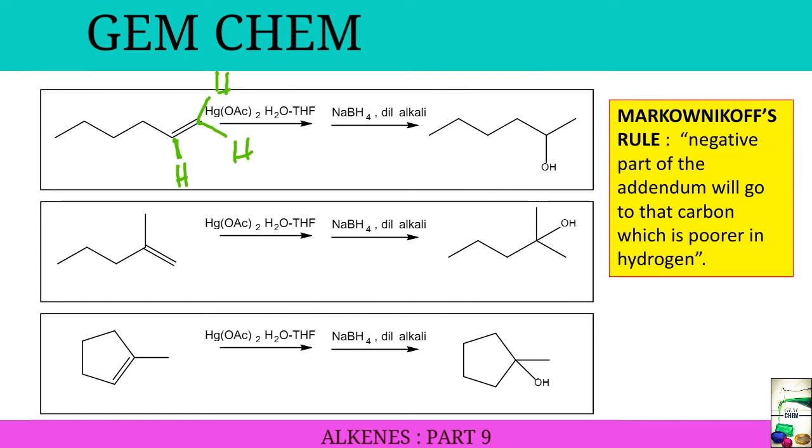So we can see that the negative part, that is OH minus, is getting attached to this carbon because there is less amount of hydrogen present here. Similarly in this case, here there are two hydrogens and there are no hydrogens, so OH gets attached to this carbon. Similarly, if we observe this one, this has no hydrogens and the down portion, that is this one, has one hydrogen. So the OH gets attached to this carbon, right?